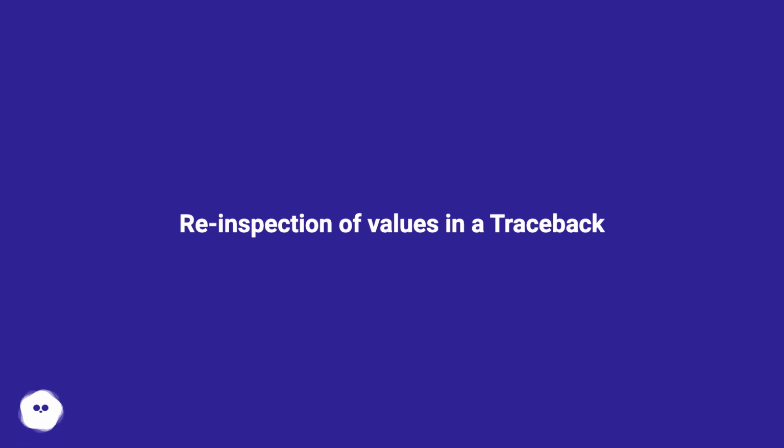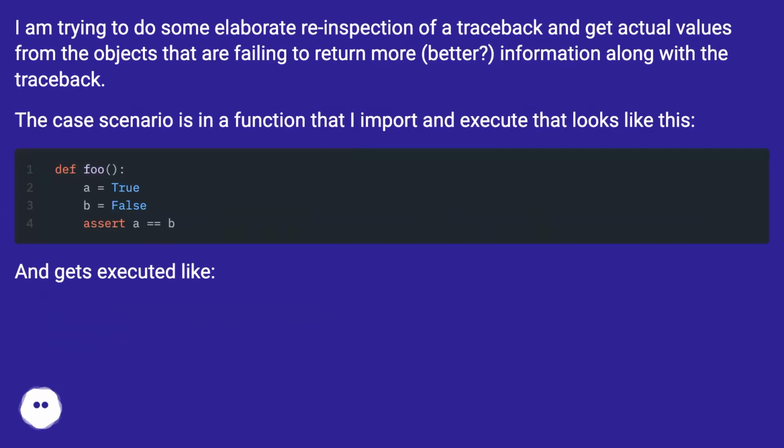Reinspection of values in a traceback. I am trying to do some elaborate reinspection of a traceback and get actual values from the objects that are failing to return more, better information along with the traceback.